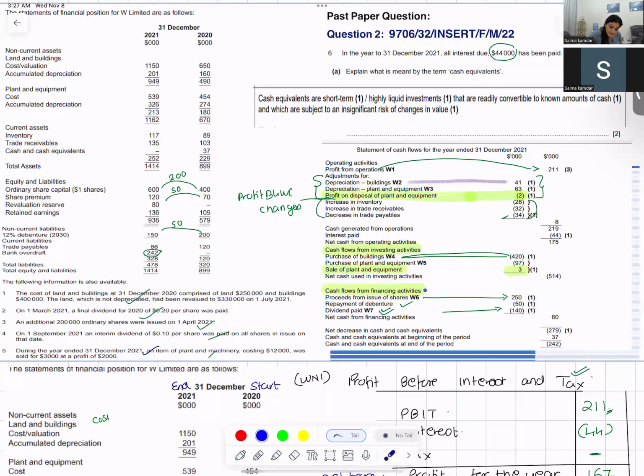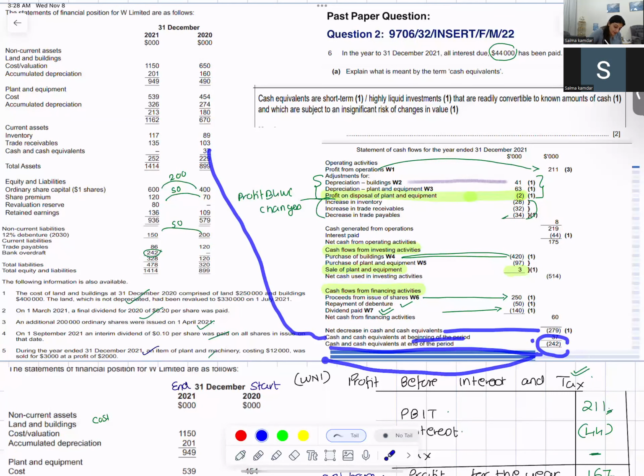Then you see your cash flow from financing activities. There was issue of shares, repayment of loan, debentures, and dividend paid. So you get net cash from financing activities. After you add cash flow from operating activities, cash used in investing, and cash from financing activities, you get a net decrease in cash and cash equivalent. You will add your cash and cash equivalent at the beginning. So you will get your cash and cash equivalent at the end, which you see is a negative figure.